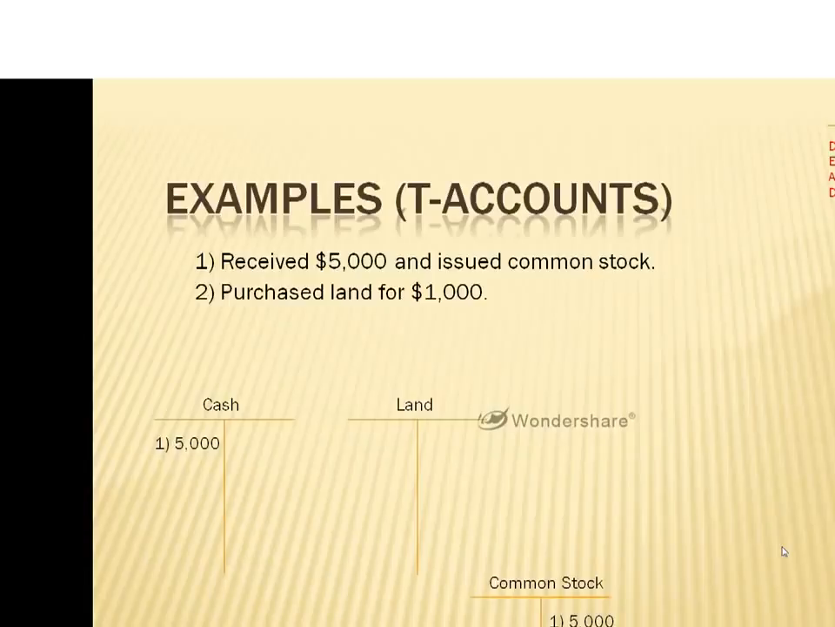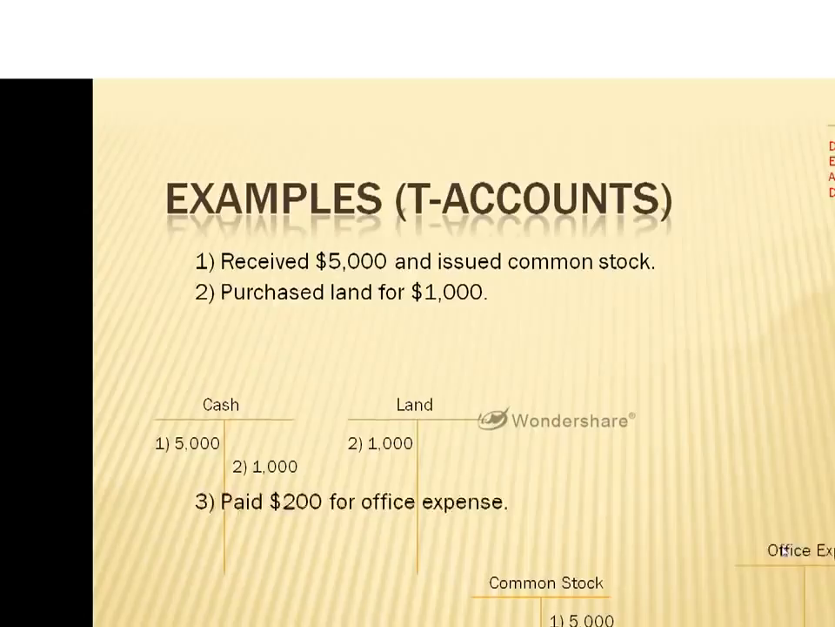The second one is land. This time we are purchasing land for $1,000. Land is an asset. To purchase land, we are going to increase our asset, so we will debit it. But this time we have spent money. We have spent cash to receive our asset. So the opposite side of this, if we want to decrease an asset, we know that we have to credit it because assets have a normal debit balance. So we bring that in as a credit. So we can see once again that we have our debit and credit and everything is in balance.